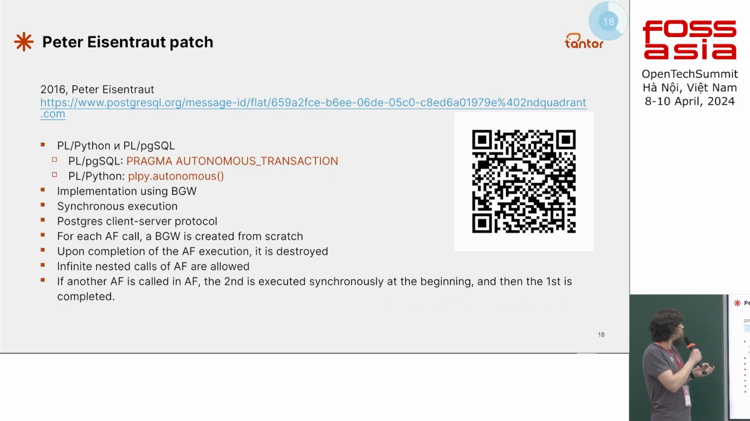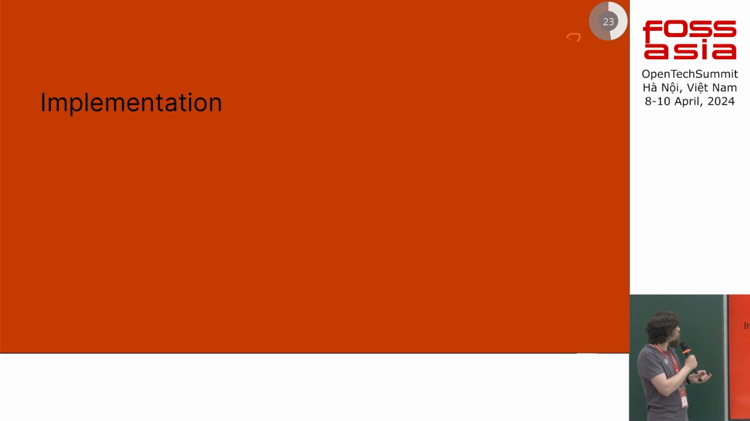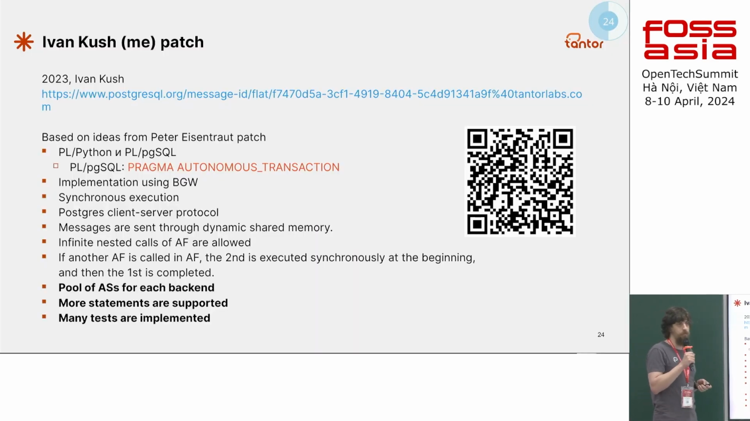In 2016, Peter Eisentraut also introduced a patch. At that time, Postgres already had background workers, so Peter used them to implement autonomous transactions. It has some advantages and disadvantages, and based on Peter's patch, we implemented our patch.